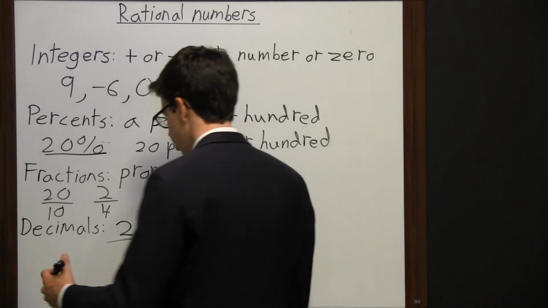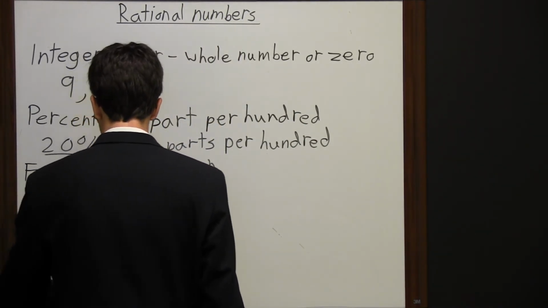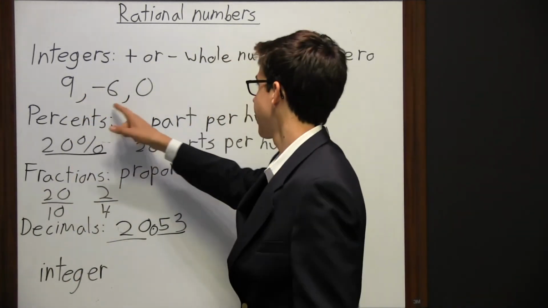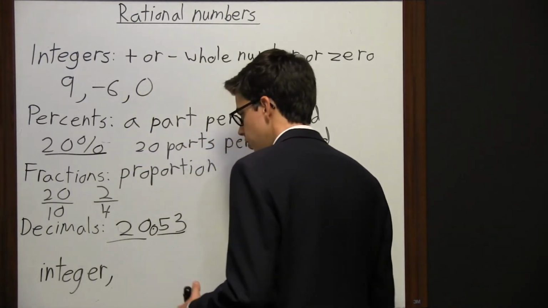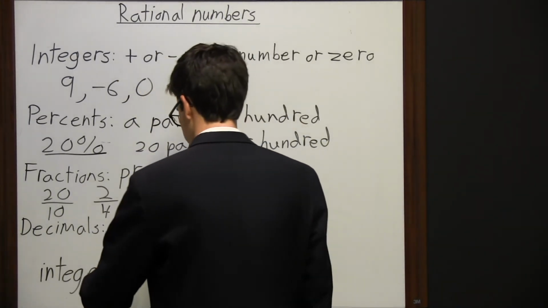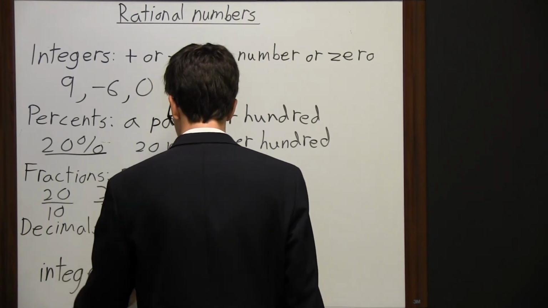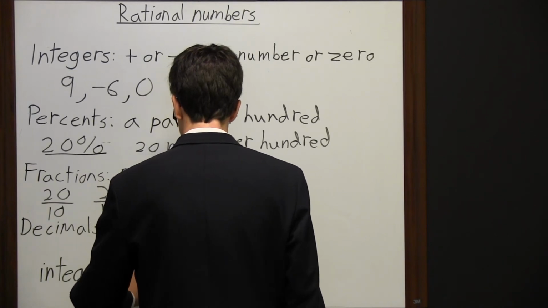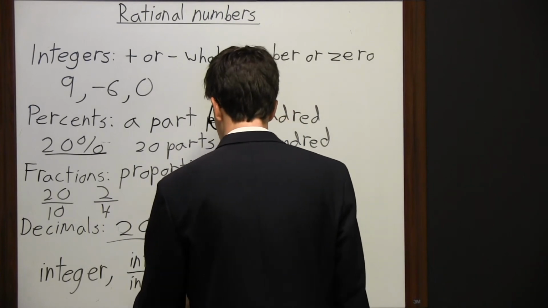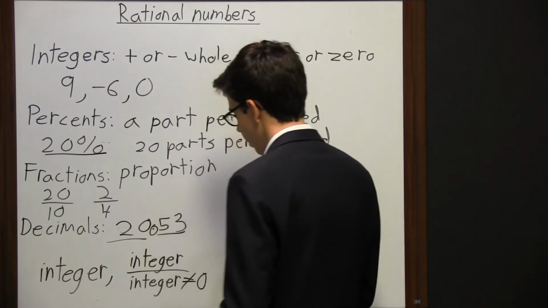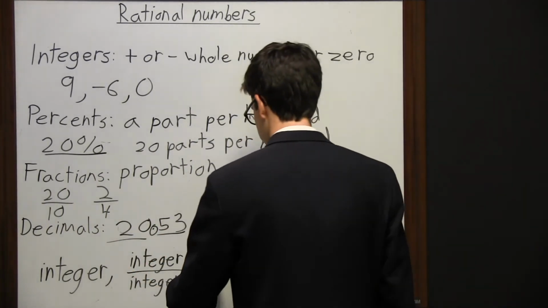There are some rules. So in order to be a rational number, just to summarize, it either has to be an integer, like we talked about. If it's a number like 9, -6, 0, it's always going to be a rational number. It gets more complicated when we come to fractions and decimals. If it's a fraction, it has to be an integer divided by an integer. And this integer cannot equal 0. So it's an integer divided by an integer. So 7 divided by 4 cuts it.